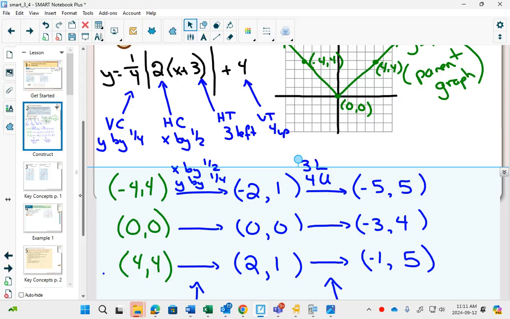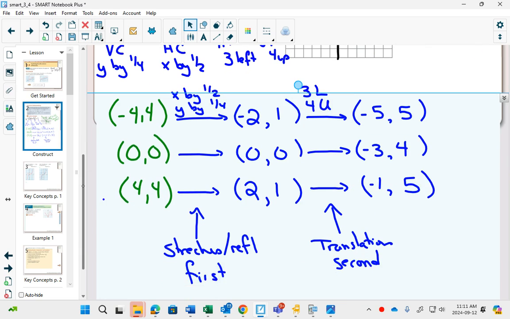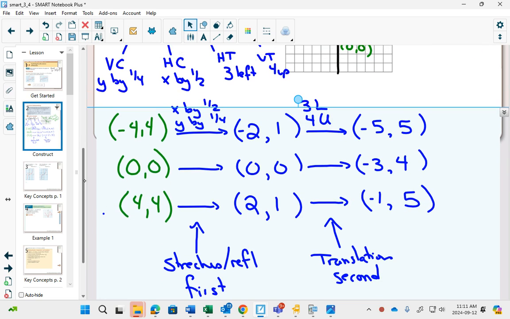And what we do is we set up the arrows like we did before, but instead of doing it all at once, we do our stretches and reflections and compressions first. So that's where I said, I know I have to multiply x by half and y by a quarter. And then I do my translation second. I know I have to go 3 left and 4 up. So I did that math.